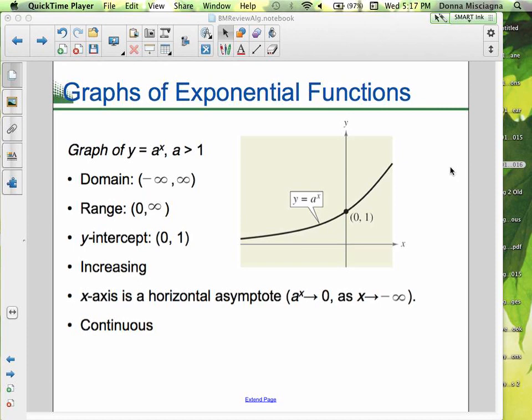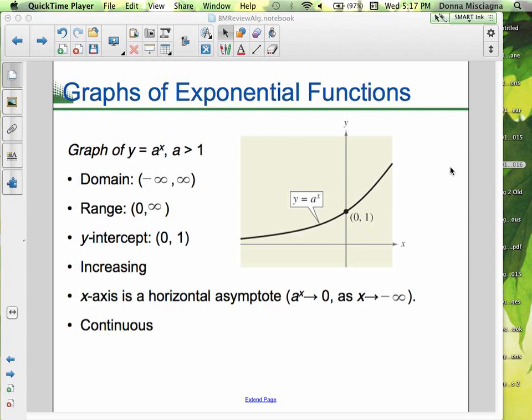If we subtract something from our function or add something to it, we could change it up a little bit. And we'll take a look at some graphs that have been translated. But if it's just a plain old exponential function, y equals a to the x, where a is some number greater than 1, our range is going to be all positive numbers. And that's because if we raise a base to a power, we're going to get a positive number.